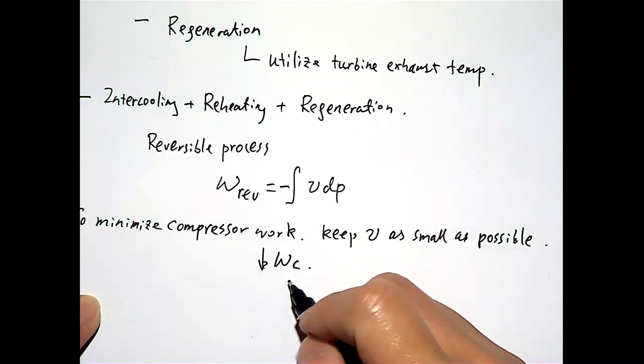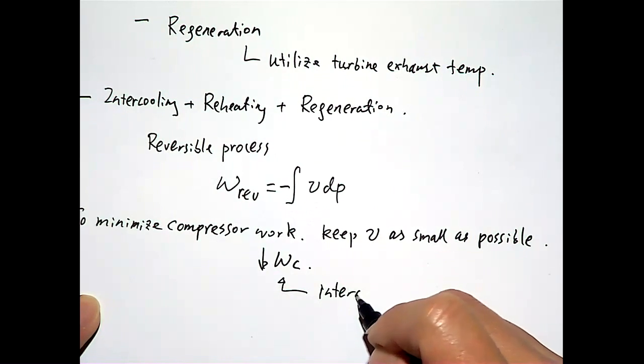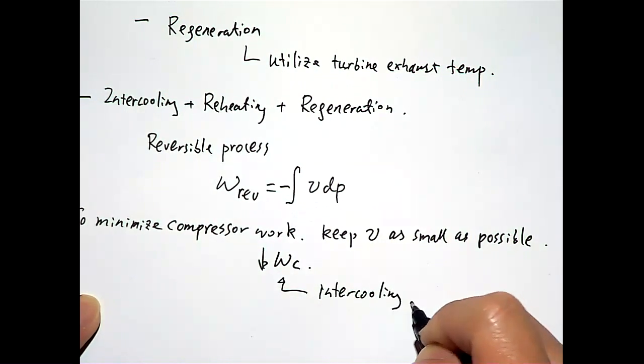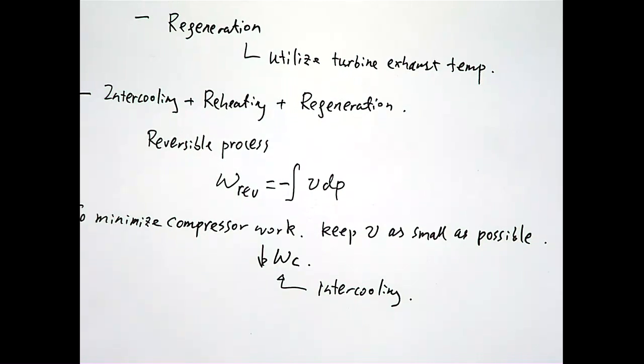So this is where the intercooler, or intercooling, comes in. Intercooling is something that you do not use one compressor for. You actually use at least two stages. You divide the compression process into two steps using two compressors, and between the two compressors you use a heat exchanger to cool the gas. So that's called the intercooler.